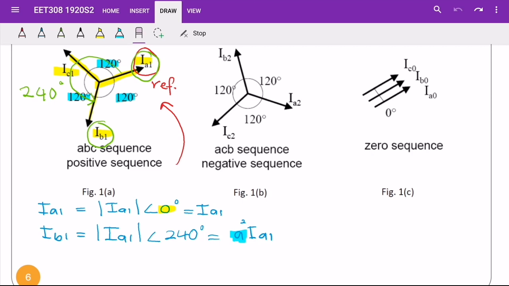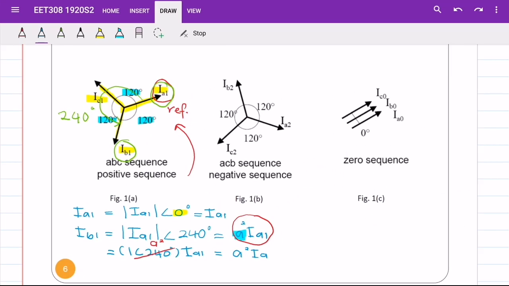Okay, now we continue our phasor diagram analysis for positive sequence. As we write the IB1 equation, we use the operator A identities in question here. So how do we get this equation? We just refer to the previous equation and simplify it. Substitute the value of 1 with angle 240 degrees, which is A to the power of 2. Therefore, the equation becomes A to the power of 2 times IA1.